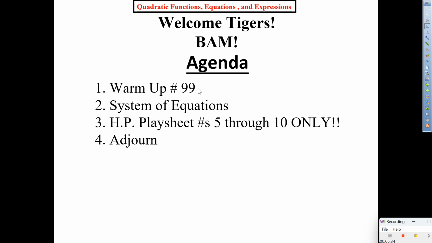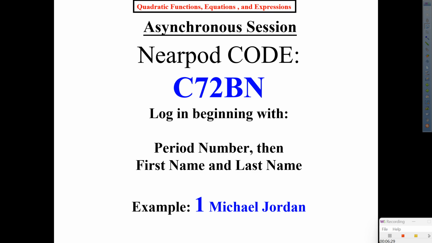Once again, warm-up number 99, systems of equations. Tonight's home play sheet, numbers 5 through 10. All right? Copy the code for your home play for tonight, and also for the presentation. C72BN. All right? We good? Yes? All right.